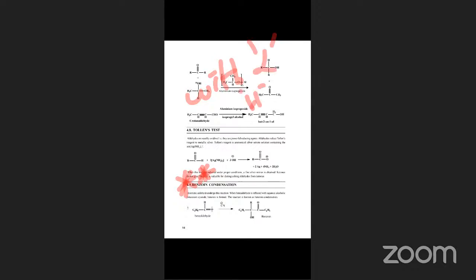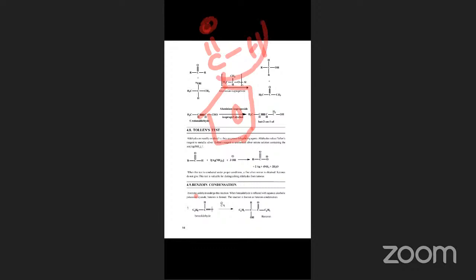Here, aromatic aldehydes undergo this reaction. So what is an aromatic aldehyde? It means a ring structure. This is the aldehyde functional group, attached to an aromatic ring, that is, a benzene ring. So these are called aromatic aldehydes.